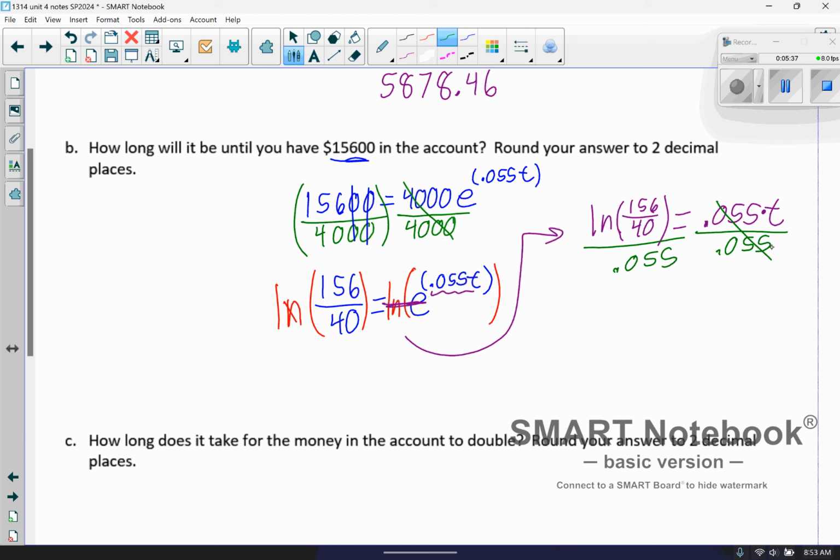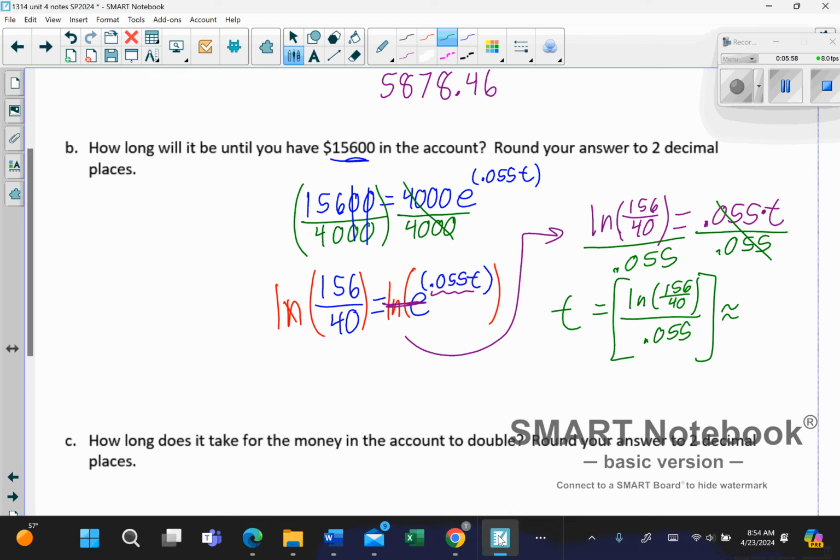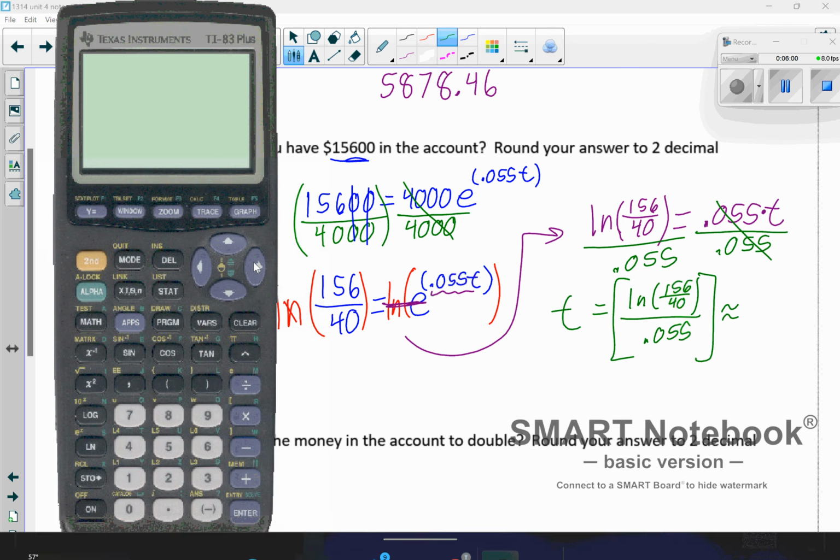0.055. And so that's going to be my exact answer right there. T is equal to the natural log of 156 over 40 divided by 0.055. And then to get my exact answer, we're going to take this and stick this in the calculator and round to 2 decimal places. This shouldn't be too bad putting it in the calculator.